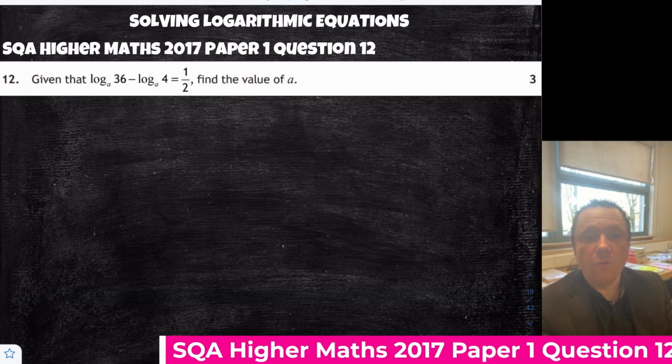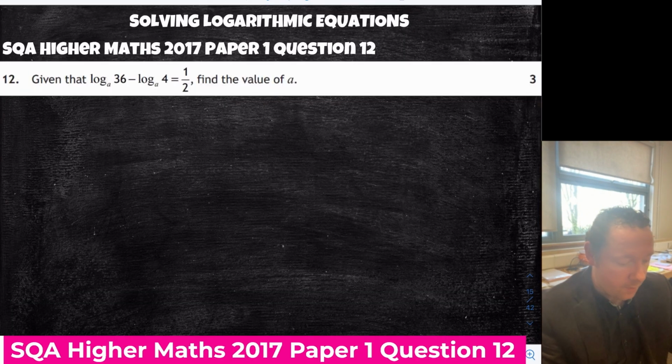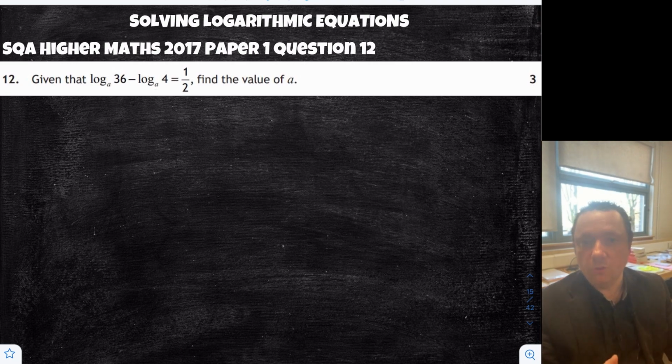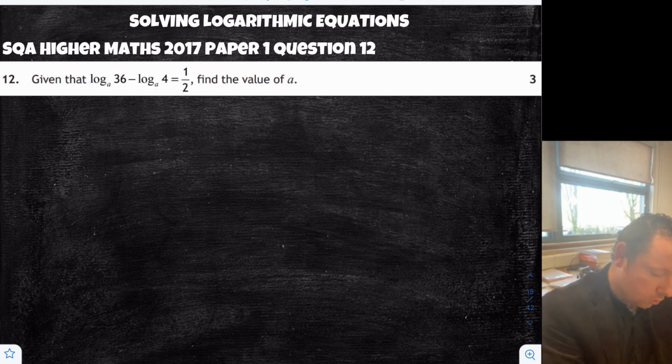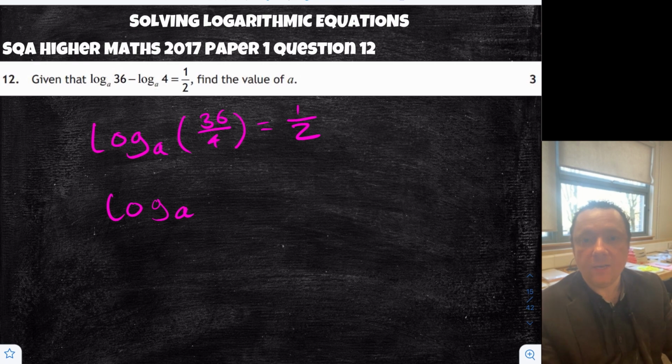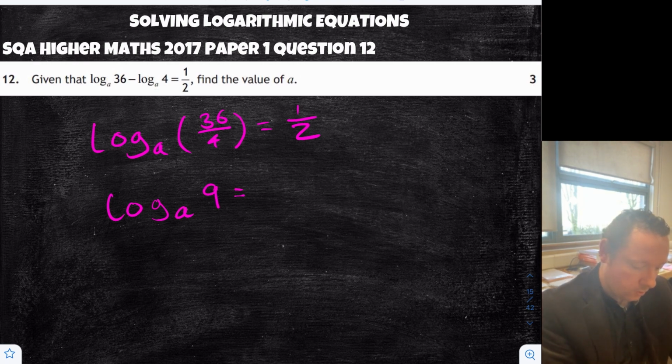And we're done there. Solving logarithmic equations, SQA Higher Maths 2017, Paper 1, Question 12. Given log base a of 36 minus log base a of 4 equals a half, find the value of a. So these are rules of logs to combine the logs. So that can give me log base a, and we've got 36 divided by 4, because of a minus, equals 1/2. So log base a of 36 divided by 4, which is 9, equals a half.